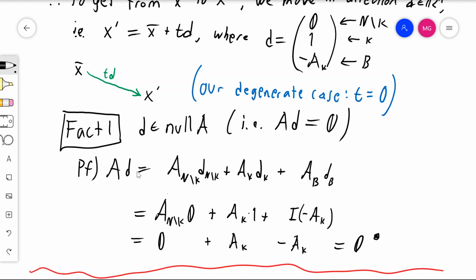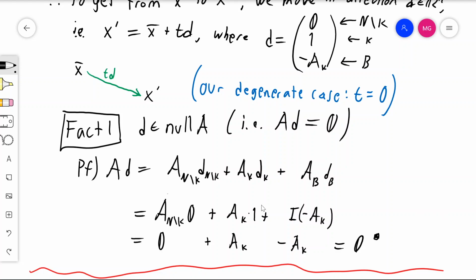So what is A times d? You can just compute it very simply by breaking it up into the corresponding components here: n minus k, k, and b components. For the n minus k components, the d is 0. For the k component, d is 1. And for the basic b components, d is minus A_k, and the A is the identity matrix, because we're in canonical form. A is in canonical form with respect to this basis B.